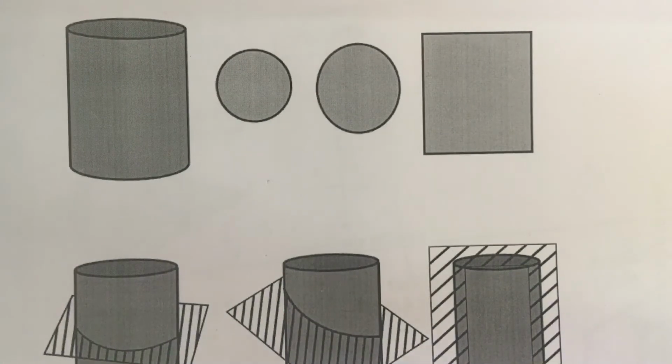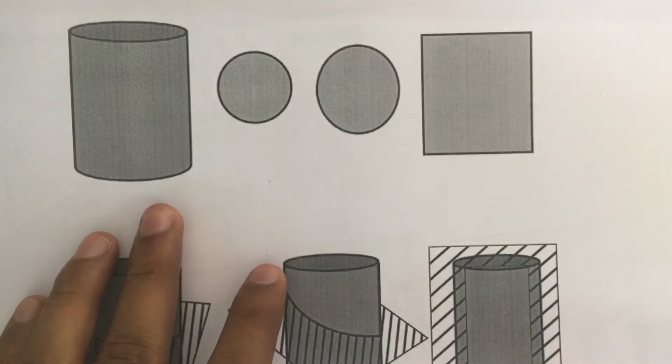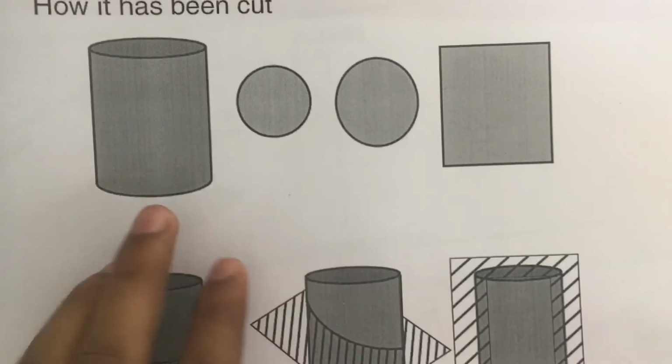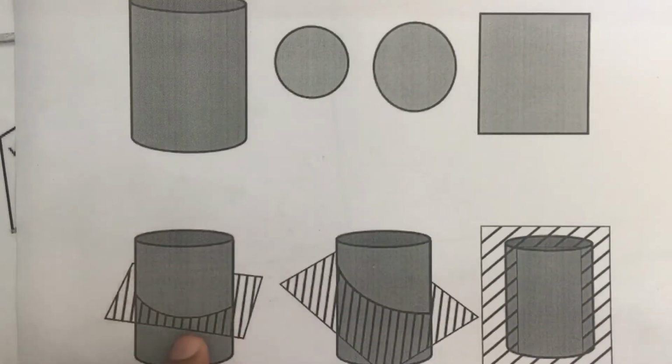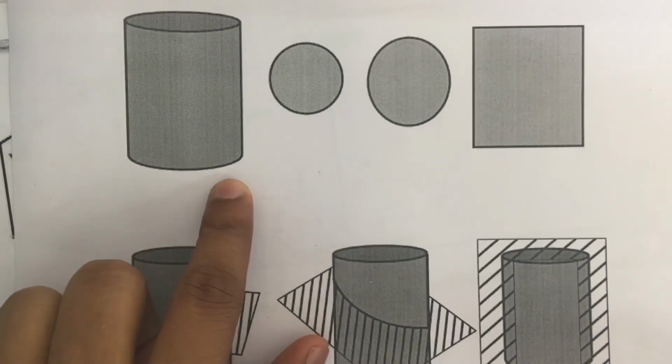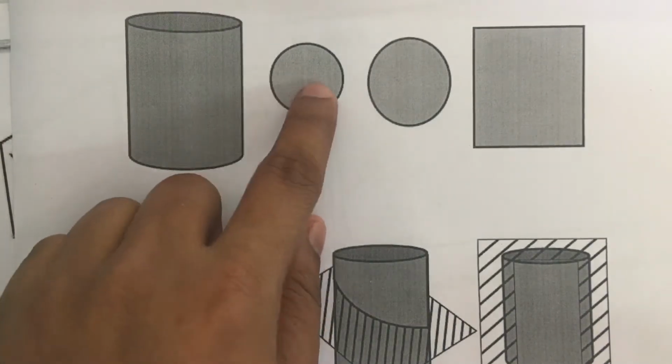Now we are dividing one solid object with the help of a cutting plane. Here we have one cylindrical object. If I am cutting this cylinder with the help of a cutting plane parallel to the base of the cylinder, since the base of the cylinder is a circle, I will get a circle in the sectional top view.